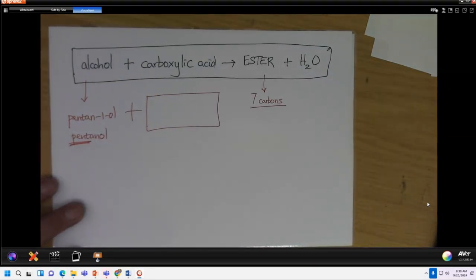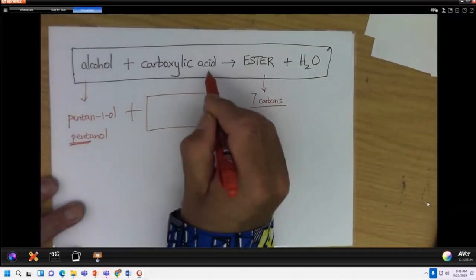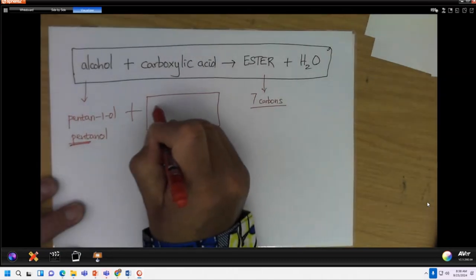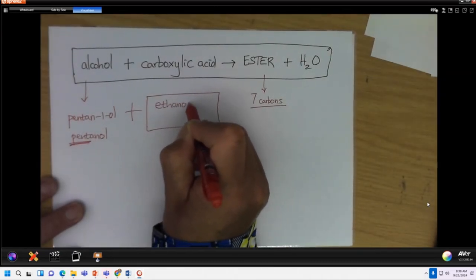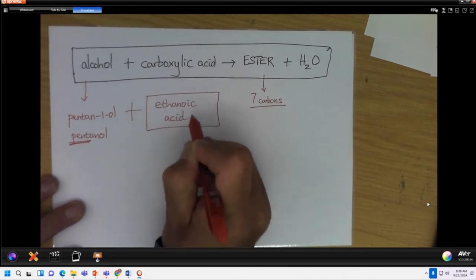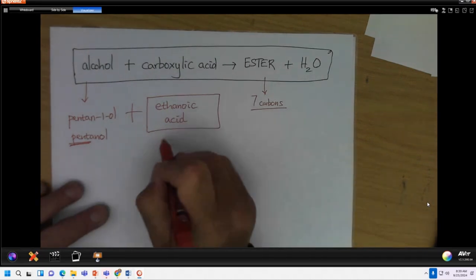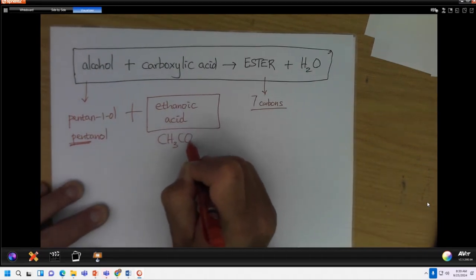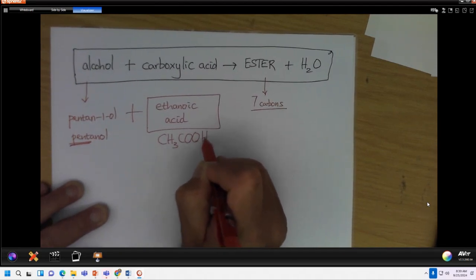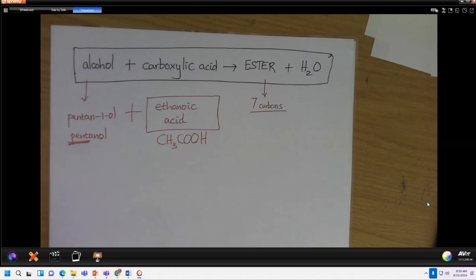So we're looking for a carboxylic acid that has got 2 carbons in it. Remember, ethanol, ethane, has got 2. So the carboxylic acid that has got 2 carbons in is known as ethanoic acid. Remember, ethanoic acid is a very important acid even in everyday life. This is sometimes called acetic acid. It's found in vinegar as well. So the correct answer there is ethanoic acid. And of course, we know ethanoic acid is CH3COOH in terms of a molecular formula.